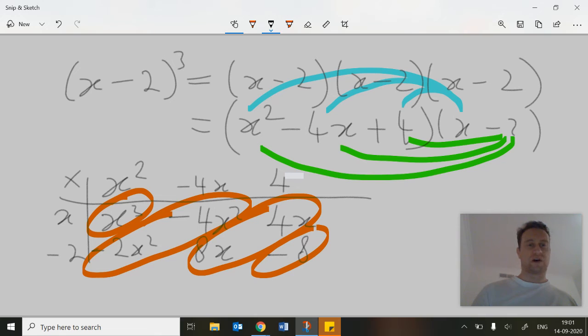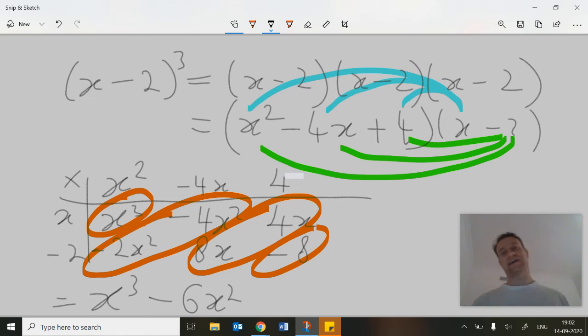So we can see that we've got x cubed in the first one. Now I've got minus 2x squared and minus 4x squared for the second diagonal. So that's a total of minus 6x squared. And I've got 8x and 4x in my third diagonal, which is 12x. And then we've got minus 8 at the end as well. Okay, right. There we go, that's done. That's how I'd approach it.